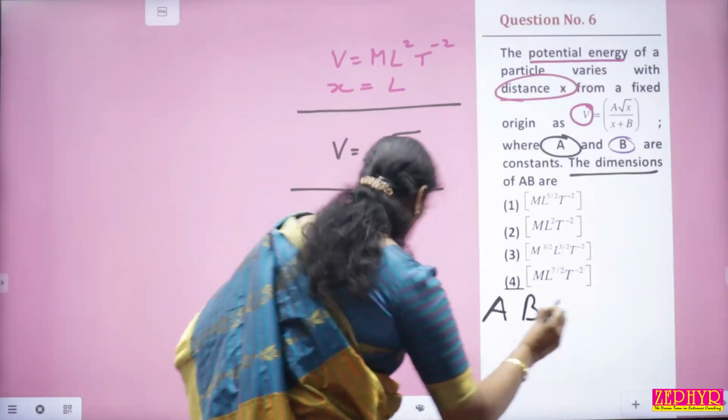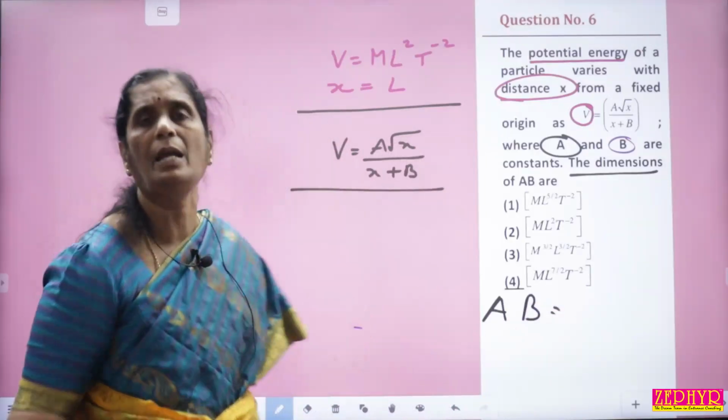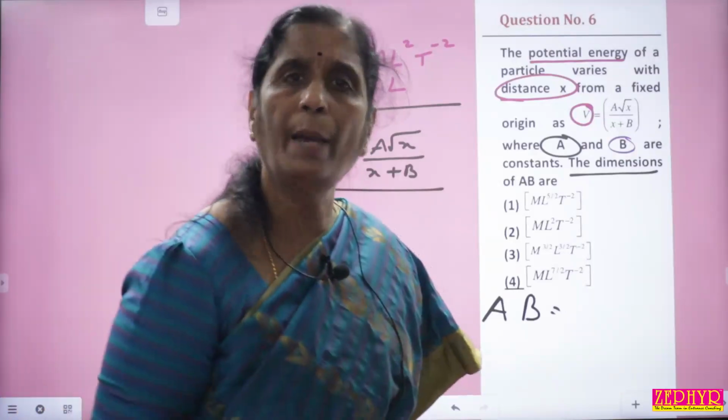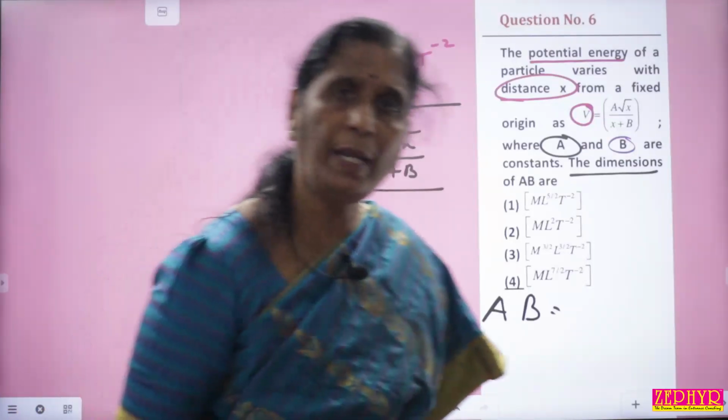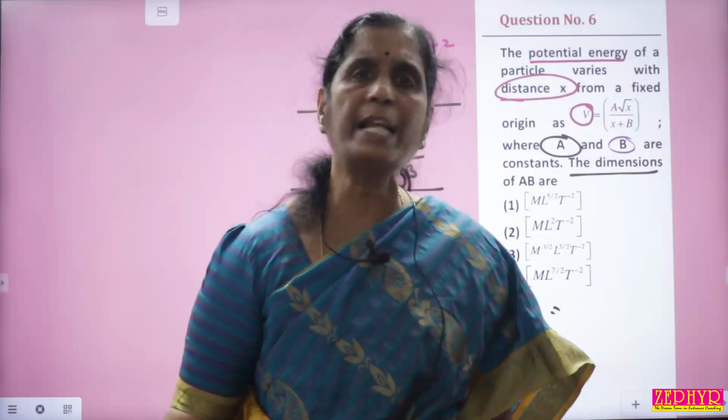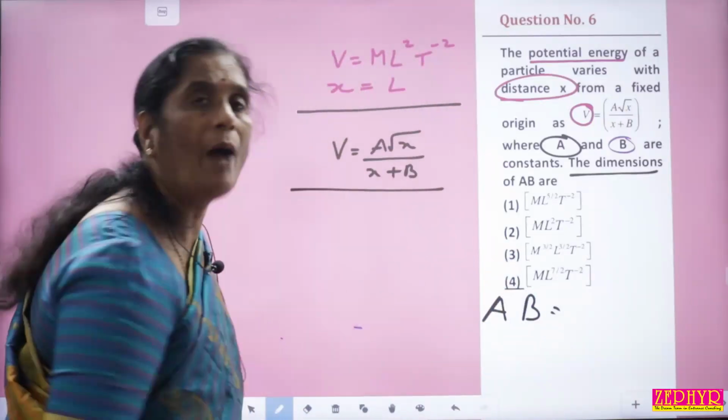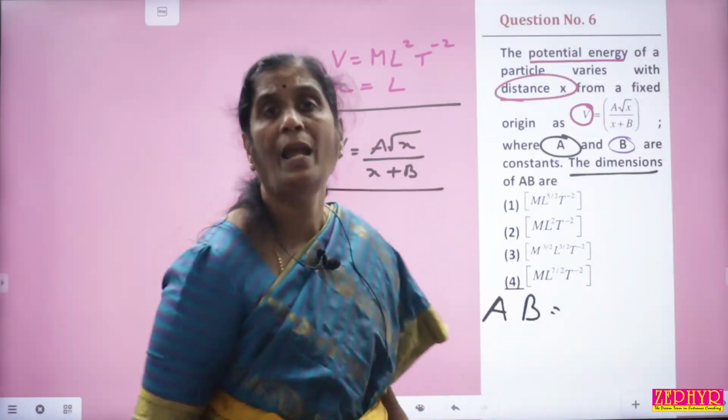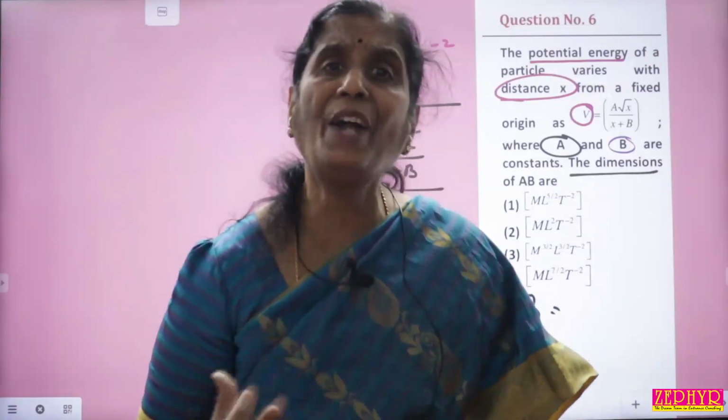AB. I want to know for AB. So what should we do? First we find A's dimensional formula, then B's dimensional formula, and then multiply the two. Next, our thought will be how to find out A and how to find out B, and from where I have to start.